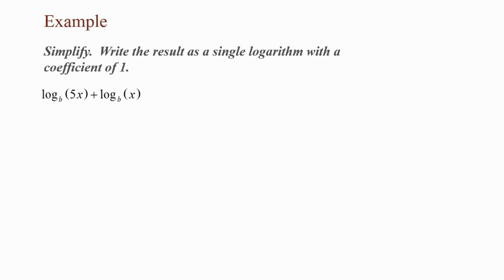In this example, simplify, write the result as a single logarithm with a coefficient of 1. Log base b of 5x plus log base b of x. Since we have addition and the same base, b, I can combine the logarithms into log base b of 5x times x, which is equal to log base b of 5x squared.